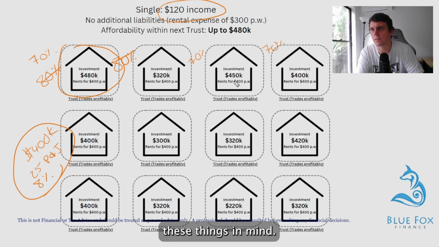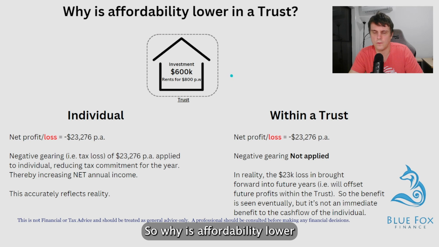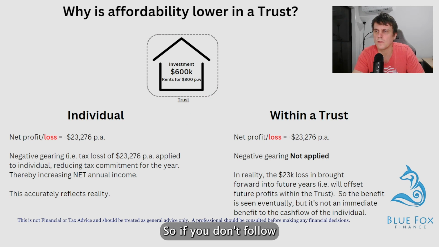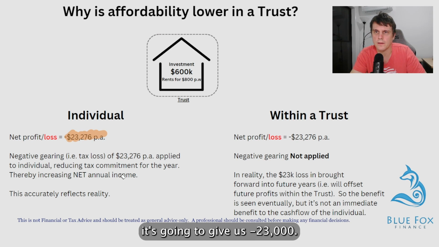Just keep all these things in mind. So why is affordability lower in a trust? You don't actually need to understand this bit, so if you don't follow this, don't stress too much. Individual, so when we put it into the bank's calculator again, it's going to give us negative 23,000.